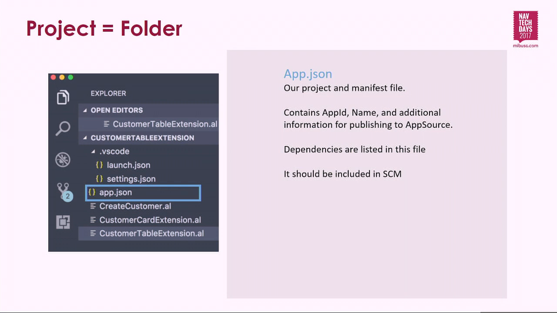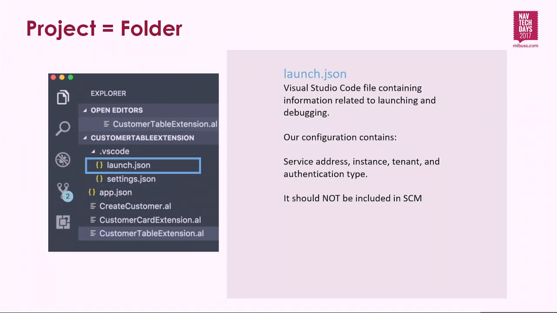So in our case, we decided that if a folder contains a file called app.json, it means that this is an AL language package, extension, or project. And this file contains the name of your extension, the publisher name, version, and all the details necessary to publish to AppSource. It doesn't contain a list of files. The list of files is simply what is in the folder.